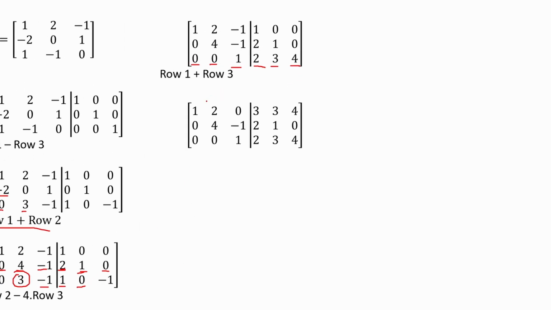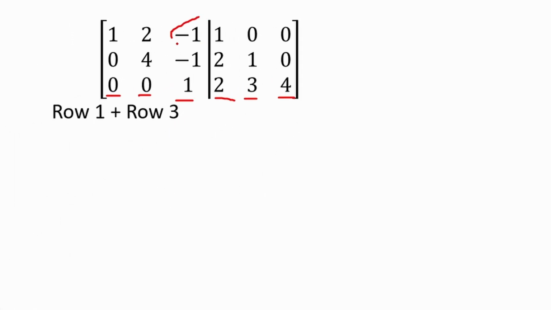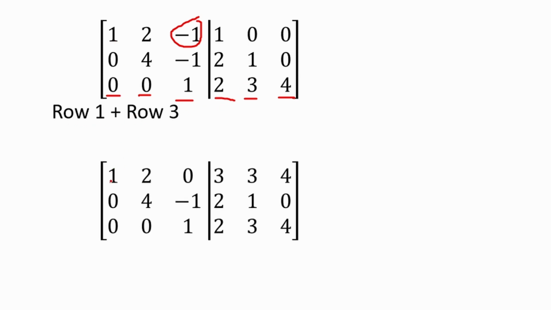Next, I want to change this one to 0. I need to do row 1 plus row 3. So 1 plus 0 is 1 still. 2 plus 0 is 2. Minus 1 plus 0 is minus 1 plus 1 is 0. 1 plus 2 is 3. 0 plus 3 is 3 as well. 0 plus 4 is 4.